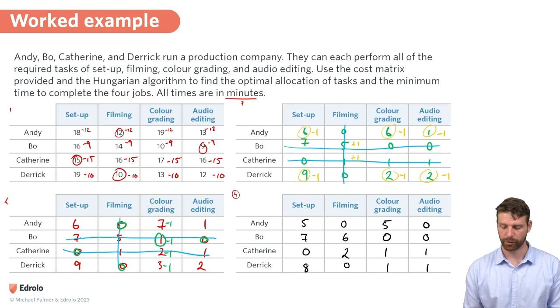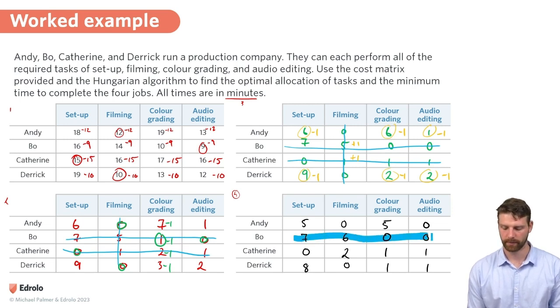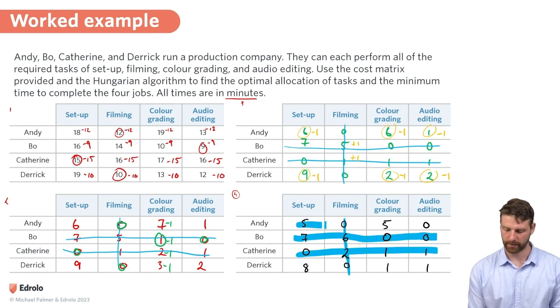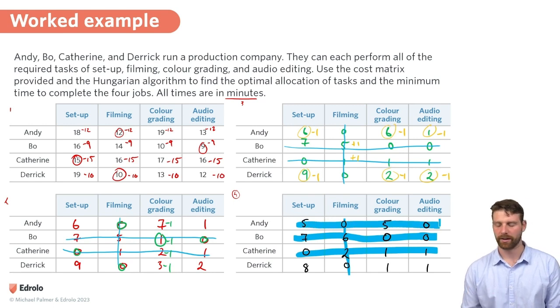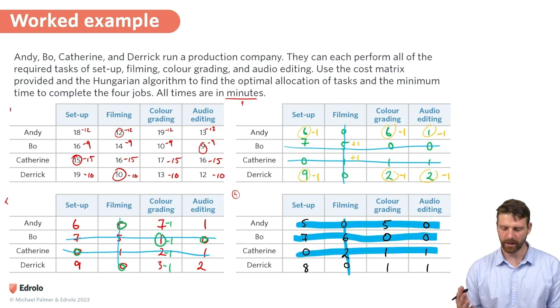And now I'm supposed to draw my lines again. And so I'm going to do that. And this time I think it's going to end up being 4 lines. So let's do it. There's 1. There's 2, 3, and 4. Okay, so I've had to draw 4 lines. And that means that I can stop the algorithm. Now I can make the allocation.